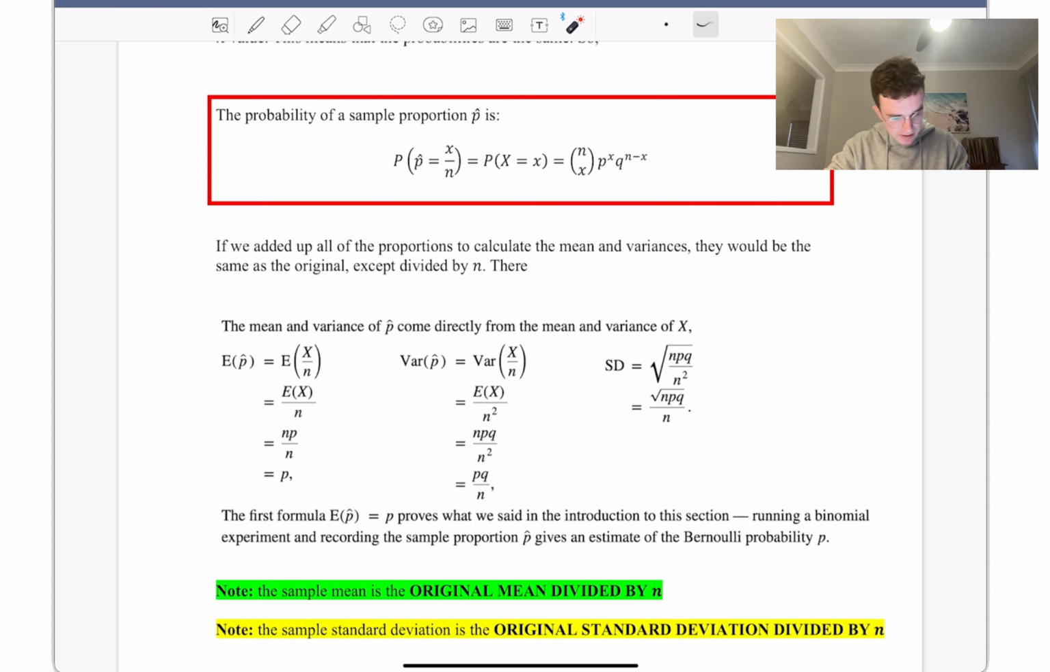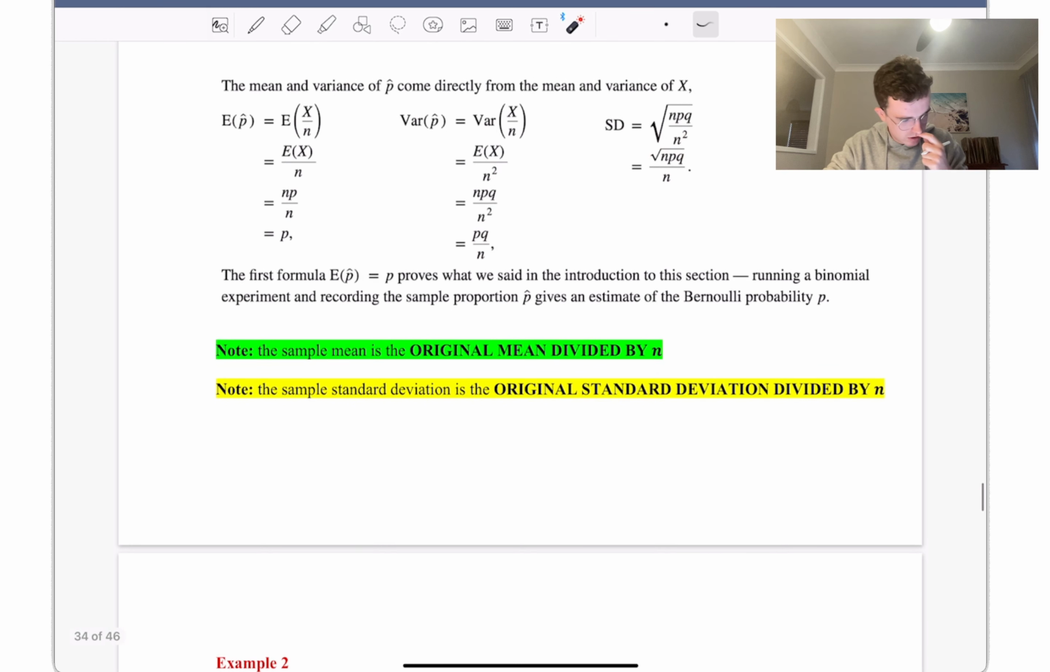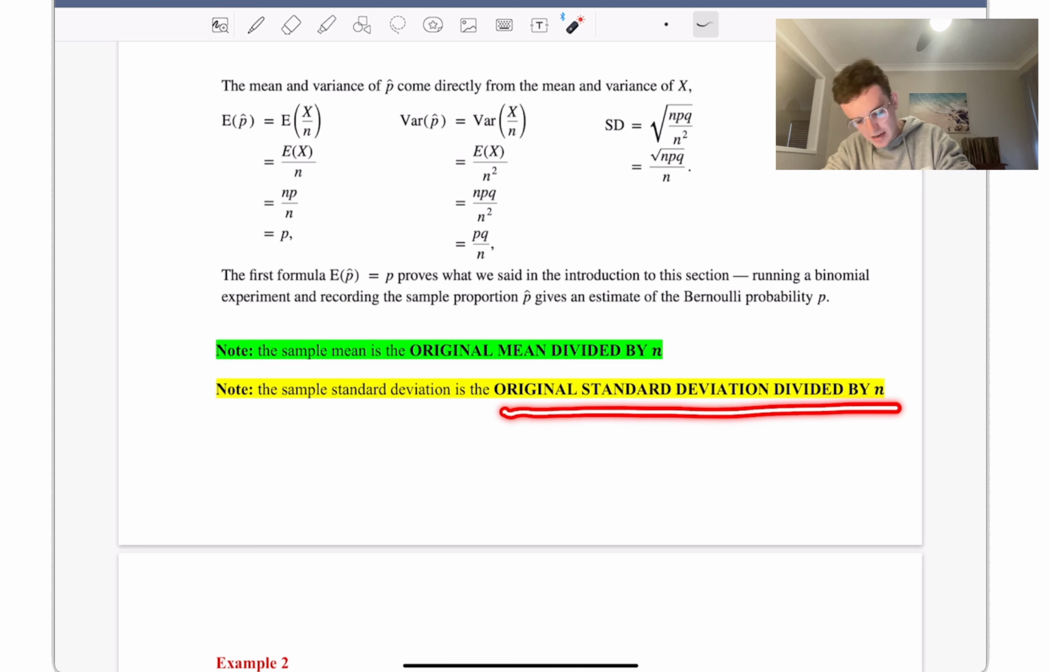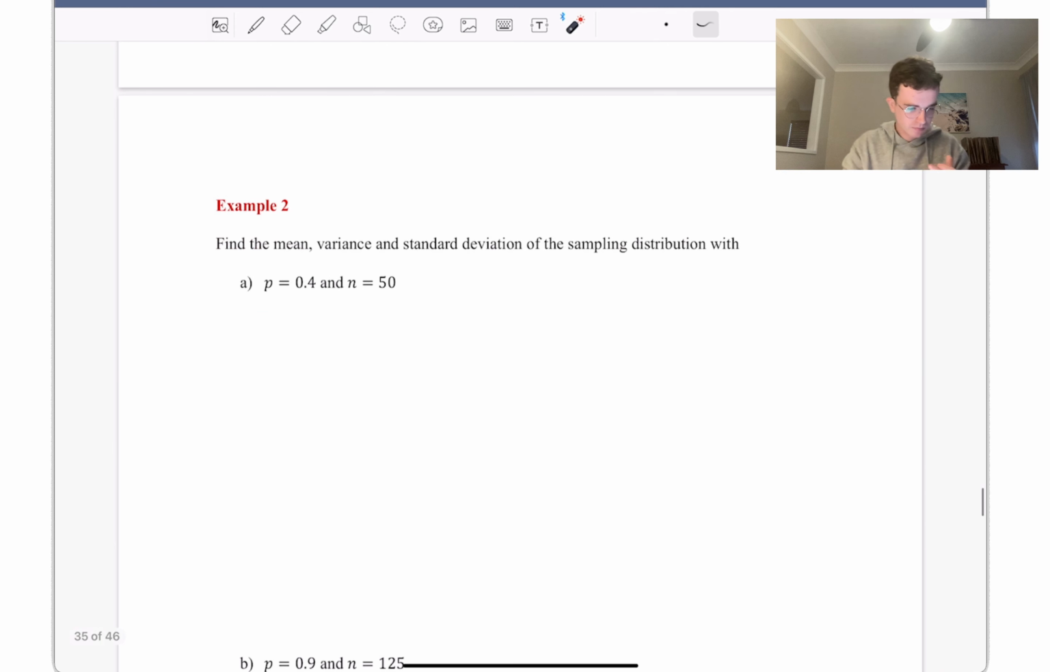Because of that, the variance and standard deviation are exactly the same, except since we're dividing by n in the formula, we're going to divide the mean, which was np, by n, the variance by n, and the standard deviation by √n. So for a sample mean, it's the original mean divided by n, and the sample standard deviation is the original standard deviation divided by √n.